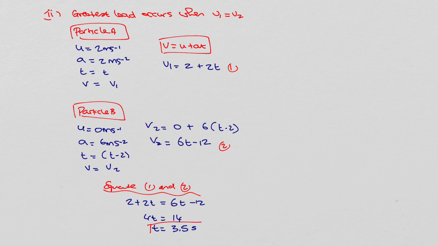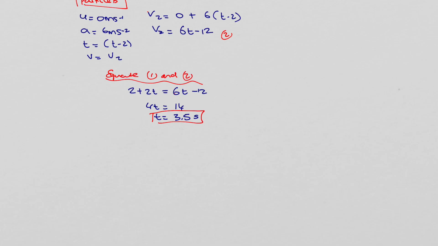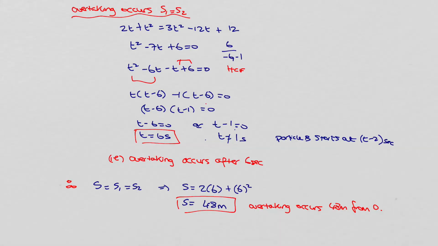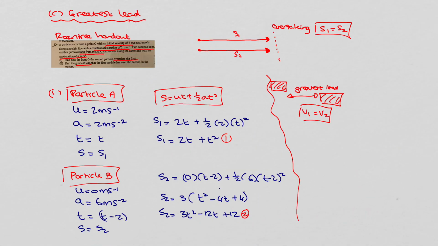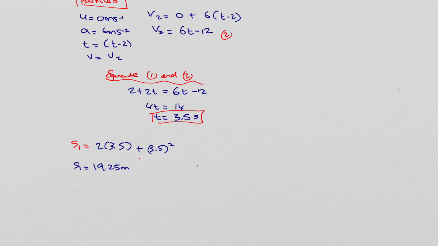So in other words, the greatest lead will occur at 3.5 seconds. So now we know the time where the velocities are the same. We need to work out the distances travelled by each at that time. So we'd say S1 at that time is going to be 2 times 3.5 plus 3.5 squared, which gives us a distance of 19.25 metres. So particle A has travelled S1, so that's travelled 19.25 metres.